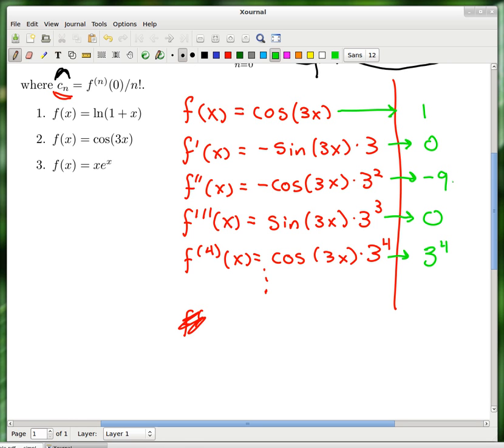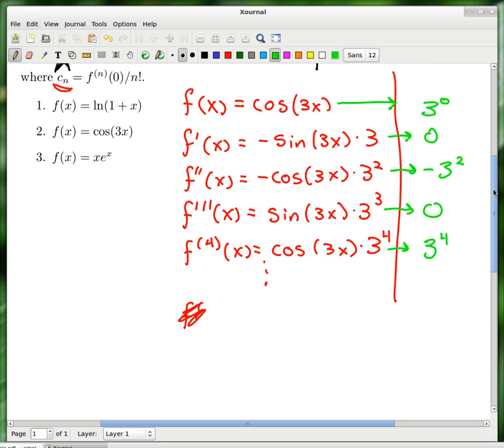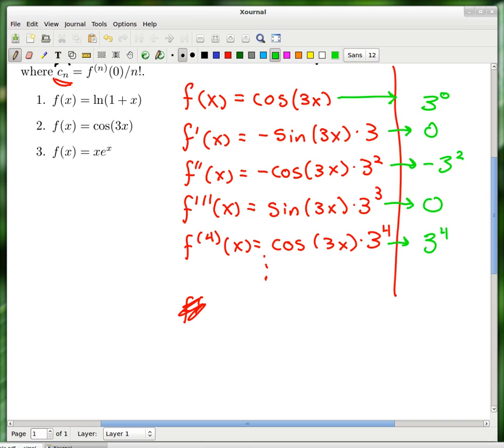Just like this is really negative, you could rewrite that. Maybe it's better to write this as negative 3 squared. Okay, maybe you could even write this first one. We should probably be thinking of that one as positive 3 to the 0. So you can see how these things are going to go. So only the even ones show up and the sign is alternating. So that's what the Cn is.